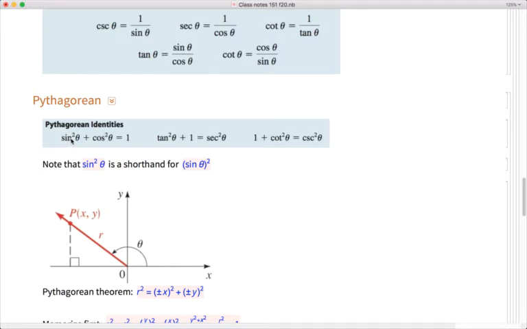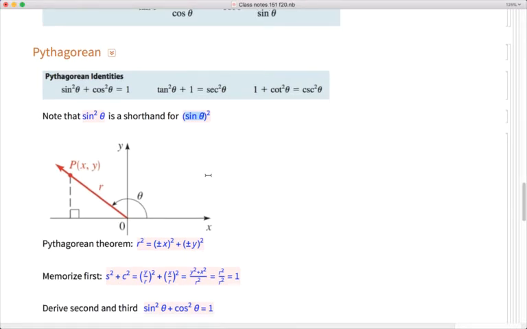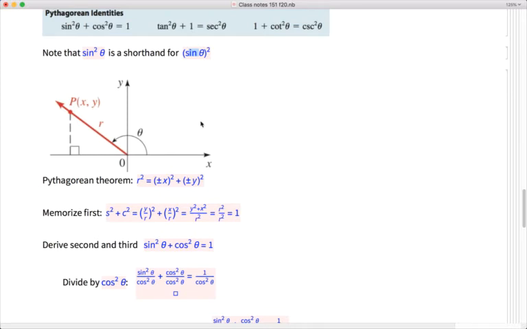Okay, the Pythagorean identities here, this first one you should have memorized and never lose track of it. And the other two you can memorize or have on a note card, or else just be able to derive them. The first thing about this notation, sine squared theta is a shorthand for sine of theta squared. I don't know where that came from, but you just have to be able to interpret what that means. Sine squared by itself is a little ambiguous, but it's meant to be the sine of theta quantity squared.